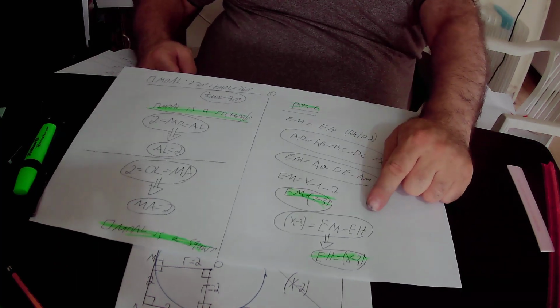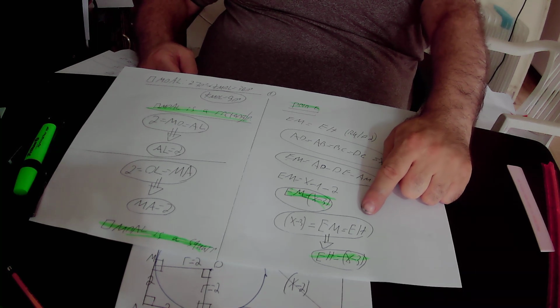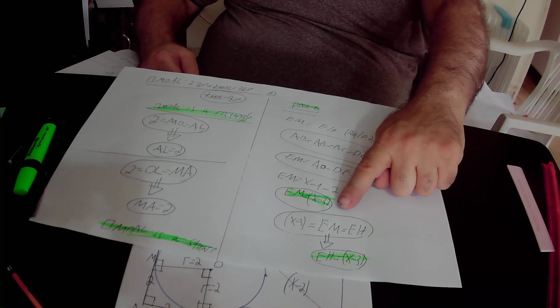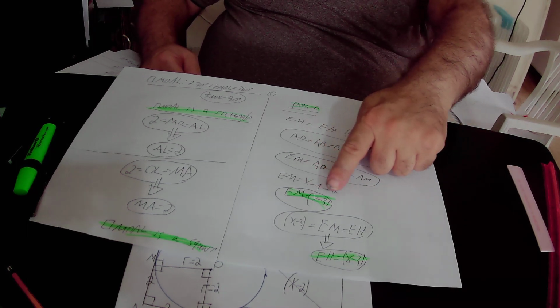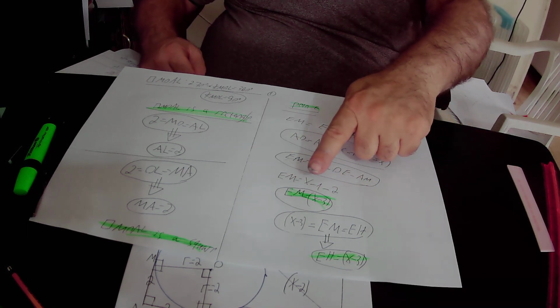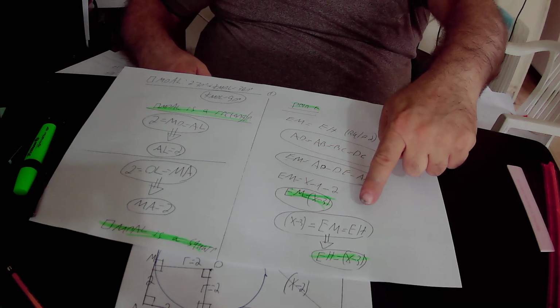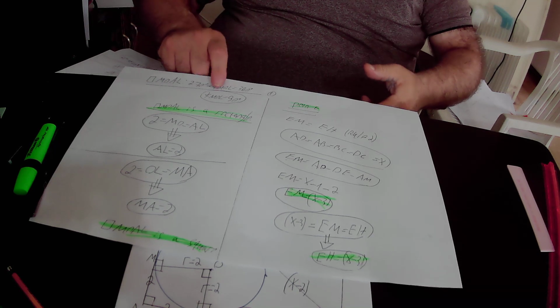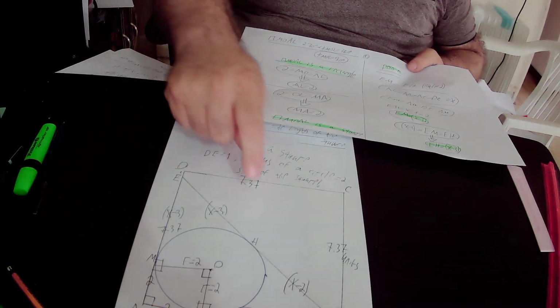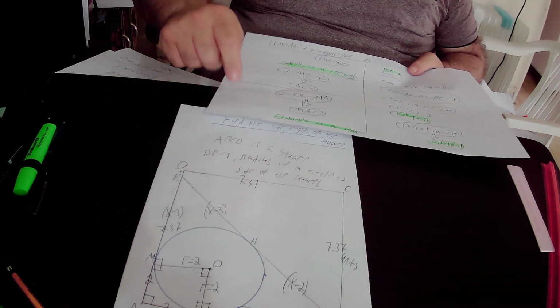According to rule number 2, EM equals EH. But we just now found out that EM equals x minus 3. And from this equation, x minus 3 equals EM equals EH, we derive that EH is also equal to x minus 3. EH also equals x minus 3.